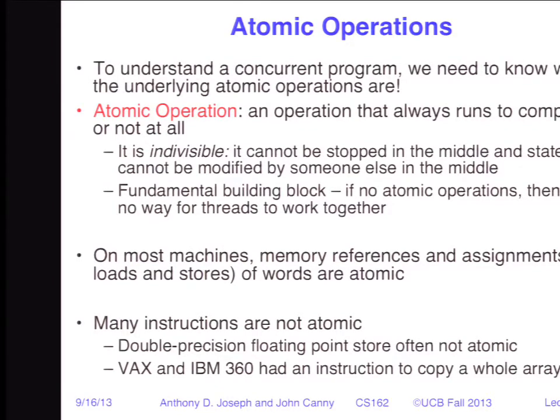So for example, in a CISC instruction world, like the VAX or the IBM 360, they had instructions that would copy an entire array. That was not atomic. You could end up with very inconsistent, who knows what happens, results if you're copying an entire array and at the same time you're trying to modify the values in that array.